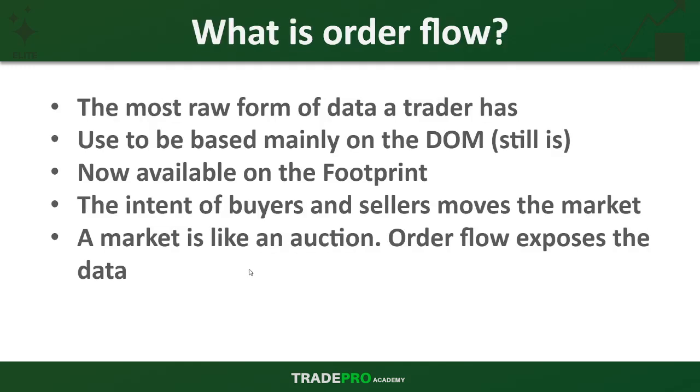So what is order flow to start? It's the most raw form of data any trader has. It actually tells you market buying and selling interest. Market buying interest, market selling interest. It incorporates all that raw form of data and presents it to you in a very fascinating way on the footprint and the DOM. So it used to be mainly on the DOM, and still there's a large portion on the DOM which identifies the actual interest of buying and selling.